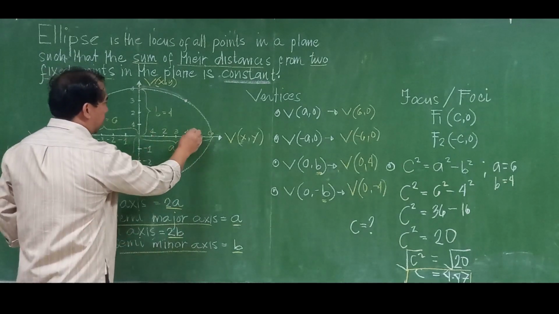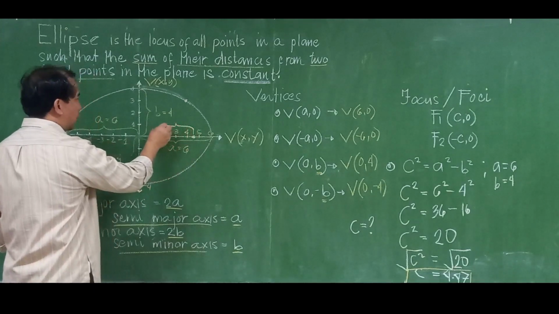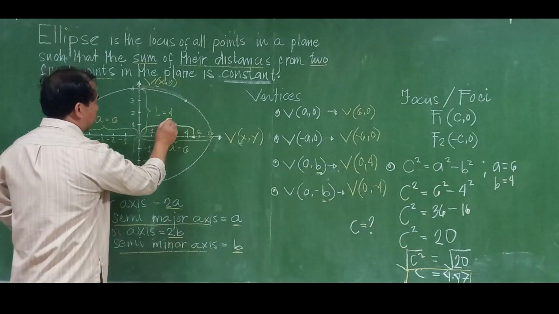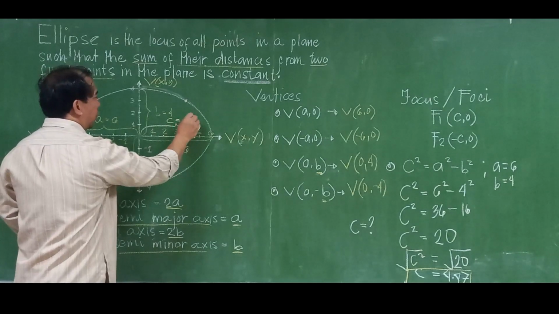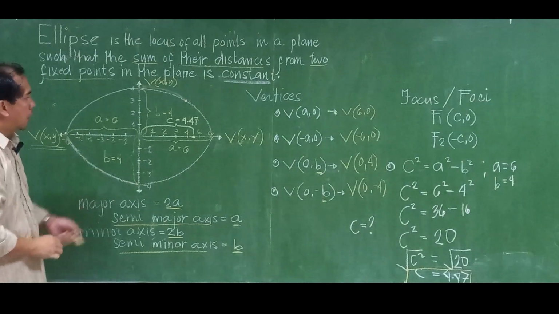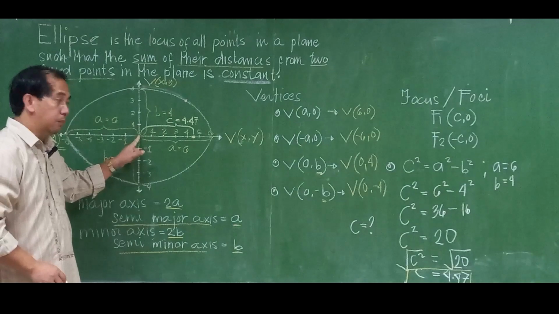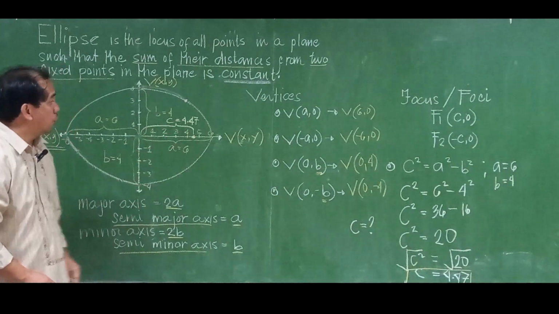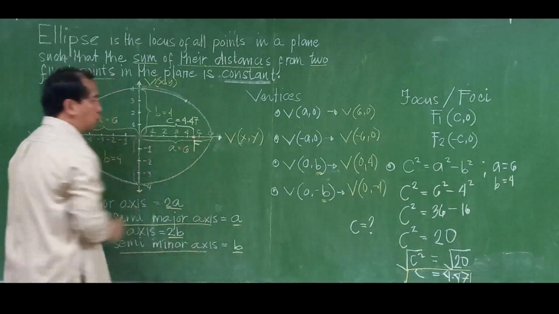It is actually the measure of our C. So we say this is our C, which is 4.47. Now using the 4.47, counting that one from the center going to 4.47, that is our location for our focus. This point is our focus.